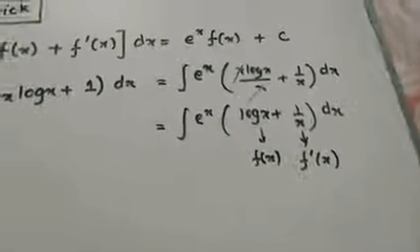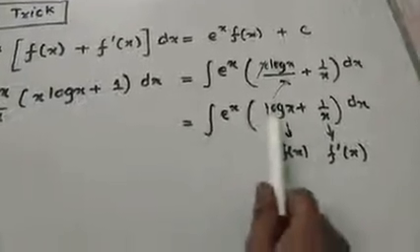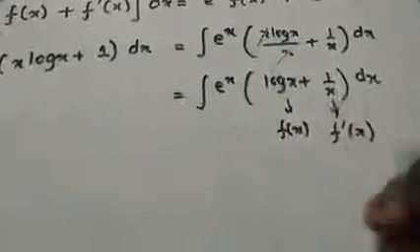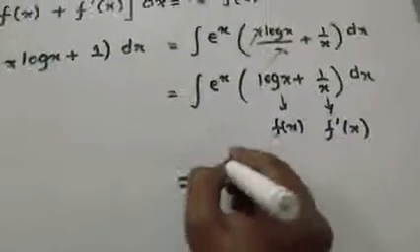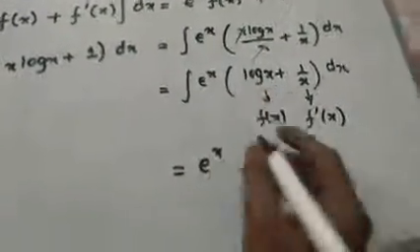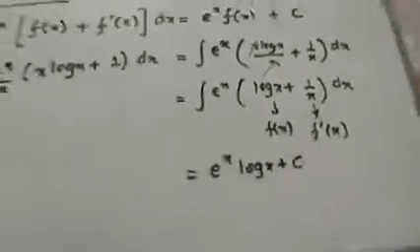So whenever you find that type of form, that is e to the power x into a function plus its own derivative, 1 by x, the answer will be directly e to the power x into f of x. What is the f of x here? Log x plus c. So this is your answer.